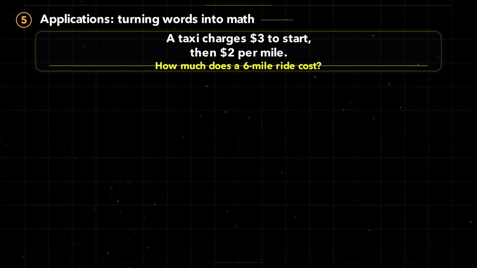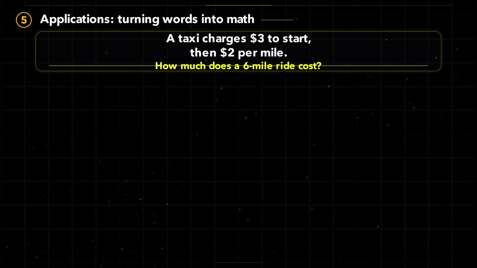Chapter 5. Now let's apply linear equations to real situations. Here's the first example. A taxi charges $3 to start and then $2 per mile. How much does a 6-mile ride cost? The first step is to identify the starting value. The taxi costs $3 before any miles are driven. The starting value is 3.